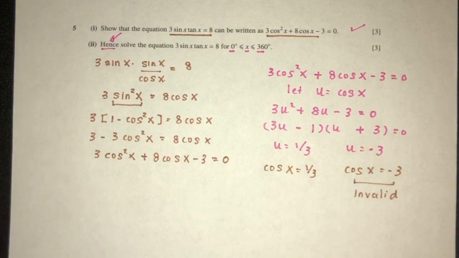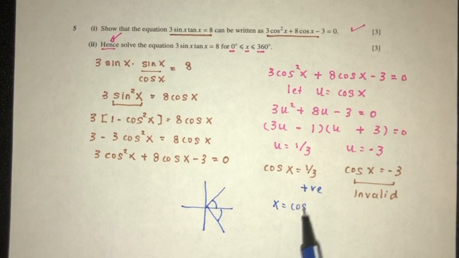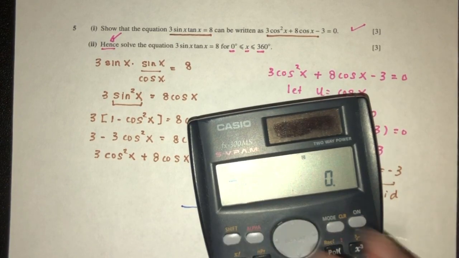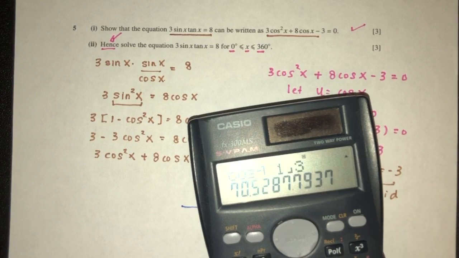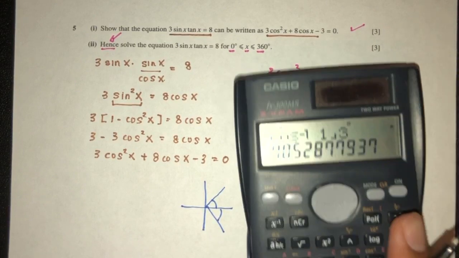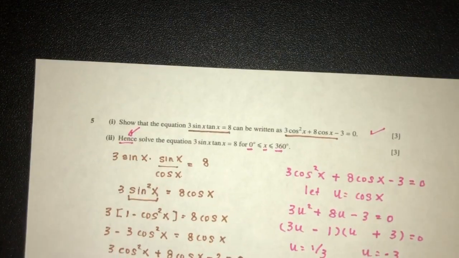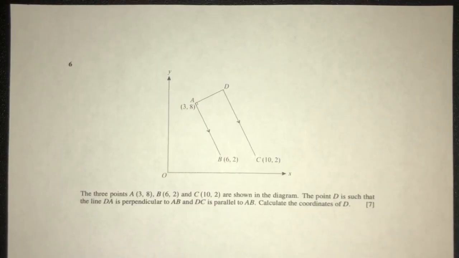For this one, now since cos is a positive value, we know it has to be in the first quadrant and in the fourth quadrant. So x can be simply cos inverse of 1 over 3. So here we have to use degrees. That should be 70.5. And then also for the fourth quadrant should be 360 minus the answer, which is 289.5. So here we have the two values of x for which it satisfies this main equation. Let's move on to the next question.